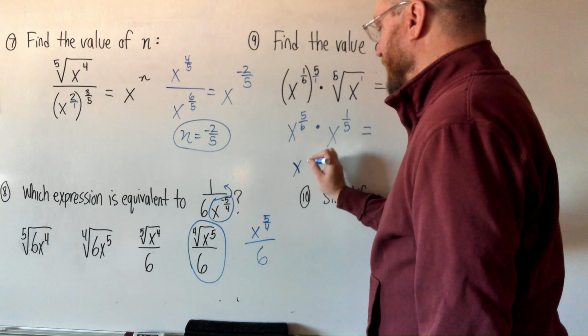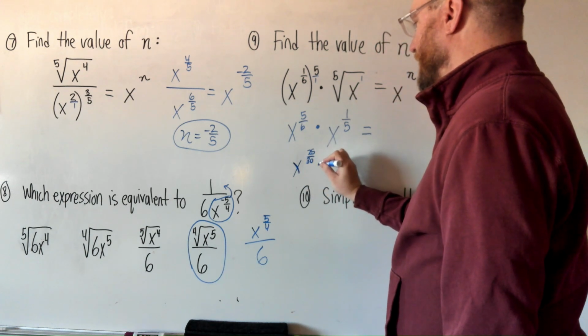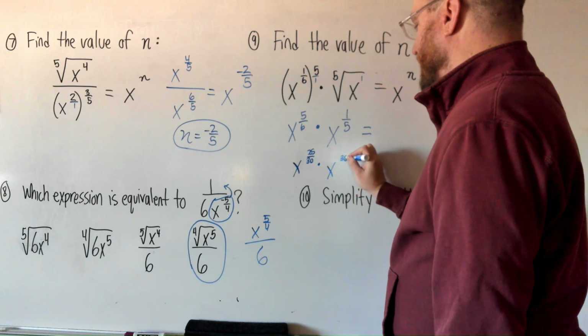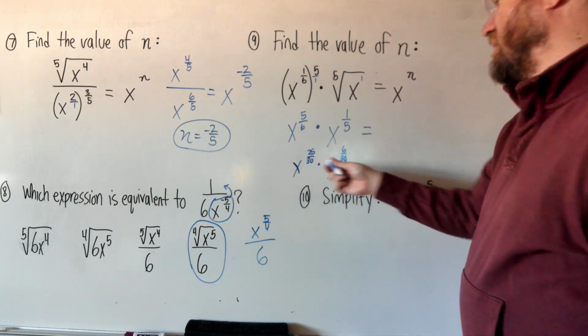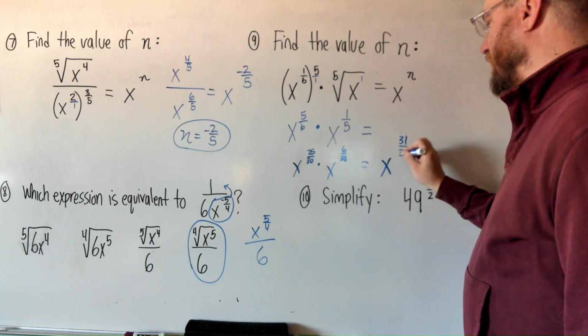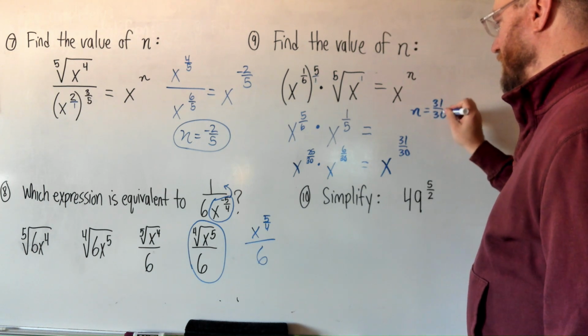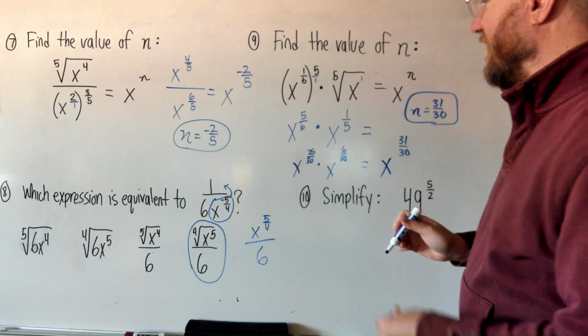So we need to add 5/6 and 1/5. Let's make them common denominators. So that would be 25 over 30, and that would be 6 over 30. So those two add up to be x to the 31 over 30. So n equals 31 over 30 in this question.